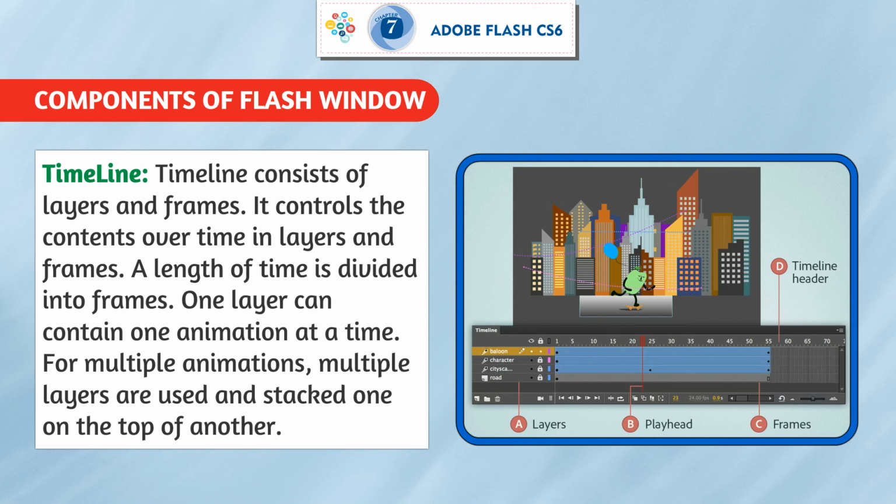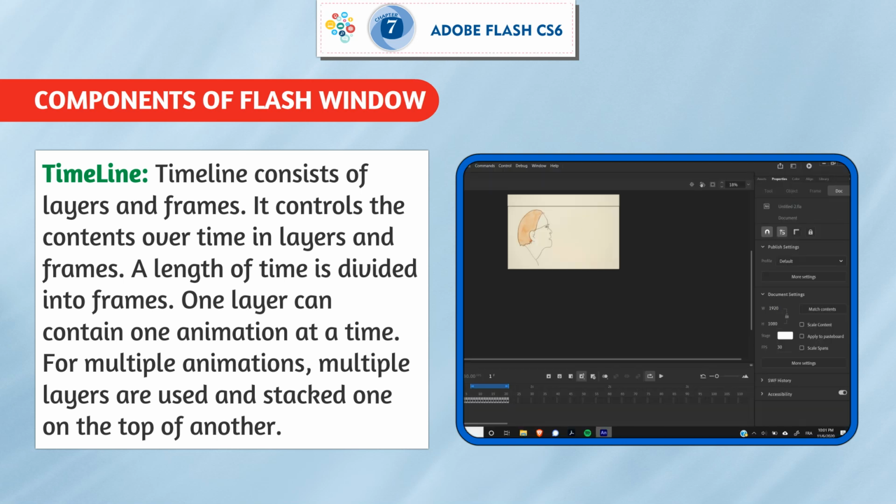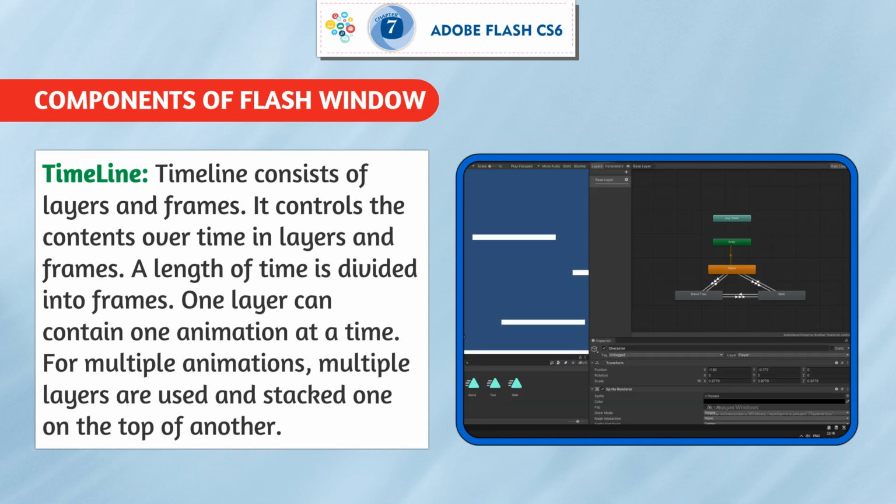Timeline. The timeline consists of layers and frames. It controls the contents over time in layers and frames. A length of time is divided into frames. One layer can contain one animation at a time. For multiple animations, multiple layers are used and stacked one on top of another.